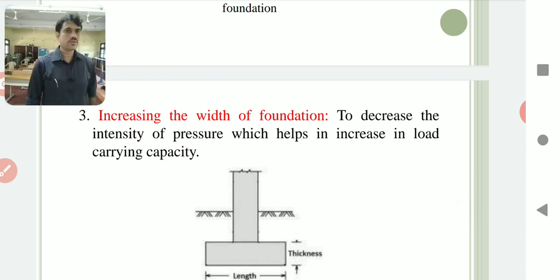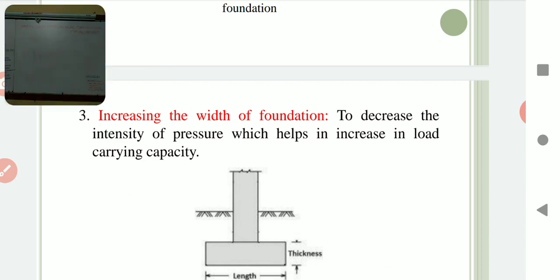And the third point is increasing the width of the foundation. And here also, the principle is very simple. We increase width as well as depth, and definitely the area increases. So by increasing the area we are reducing the stress. I will explain by writing on the board. You just observe that.